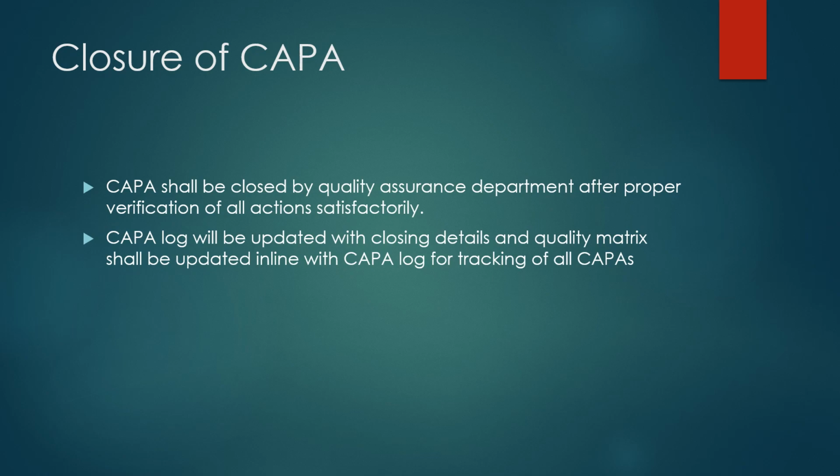Closure of the CAPA. The CAPA shall be closed by the Quality Assurance department after proper verification that all actions are completed satisfactorily. The CAPA log will be updated with closing details and quality metrics shall be updated in line with the CAPA log. And for tracking of all CAPAs, there must be a CAPA log. So we can easily track the CAPAs and their activities.